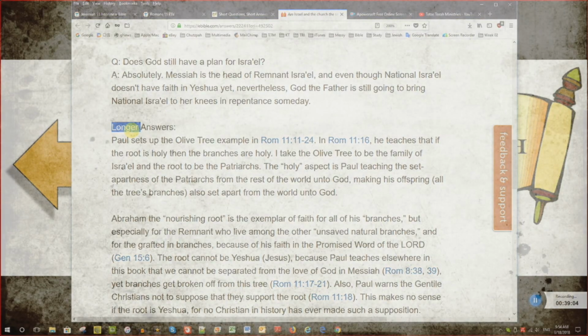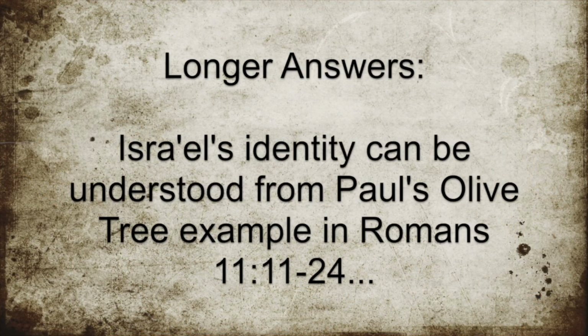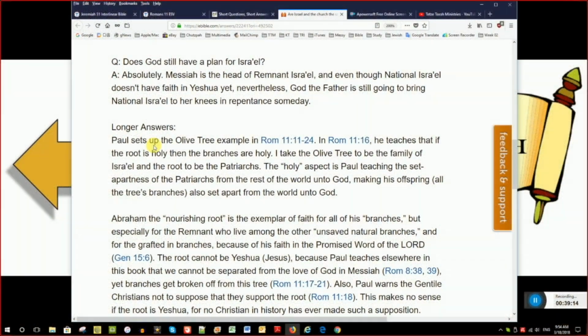Longer answers. Paul sets up the olive tree example in Romans 11:16-24. We read part of that passage in our liturgy tonight. Specifically in Romans 11:16, he teaches that if the root is holy, then the branches are holy. Now, who is the root in this passage? In my answer, I say that I take the olive tree to be the family of Israel and the root to be the patriarchs.